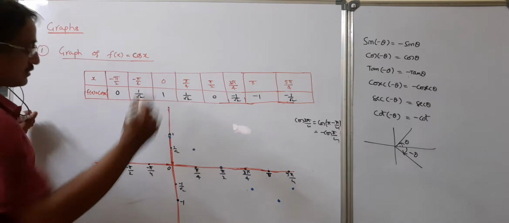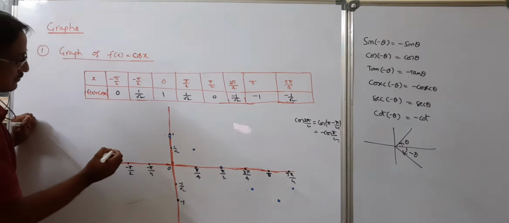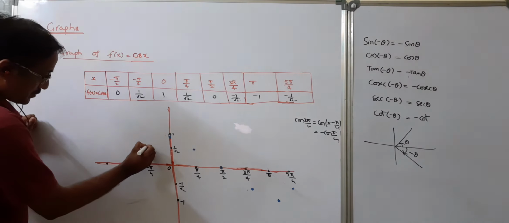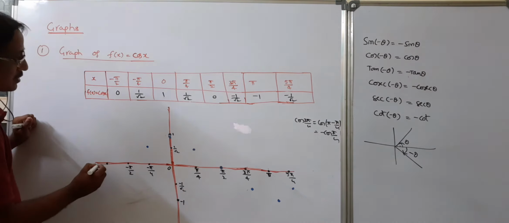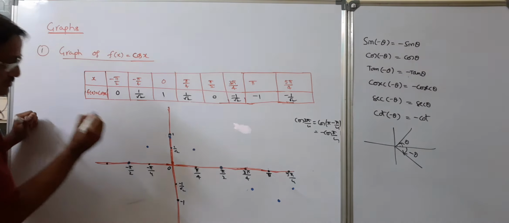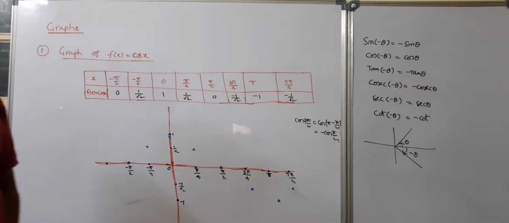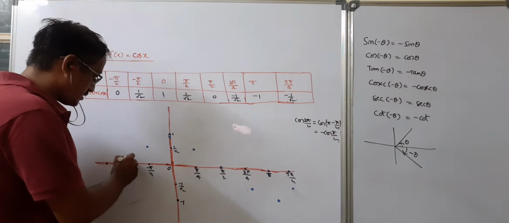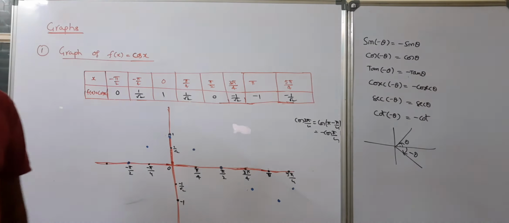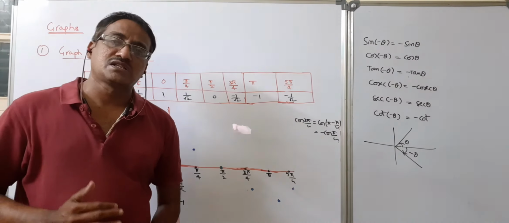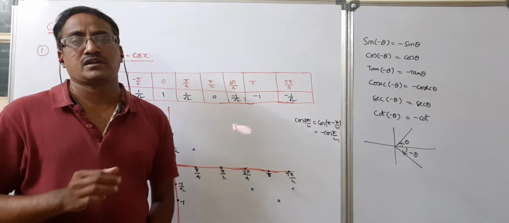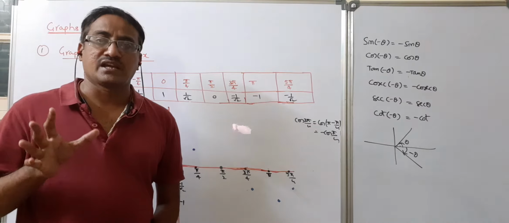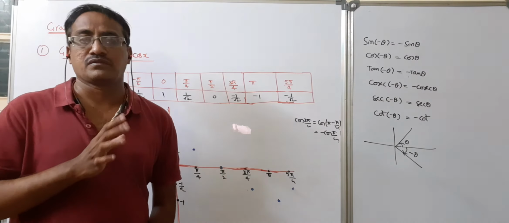And you can continue like that. Cos of minus pi by 4 is 1 by root 2. Cos of minus pi by 2 is 0. Now we have the points like this. Now remember that the graph of cos x is also a smooth curve. It does not look like a straight line. So it is a smooth curve.